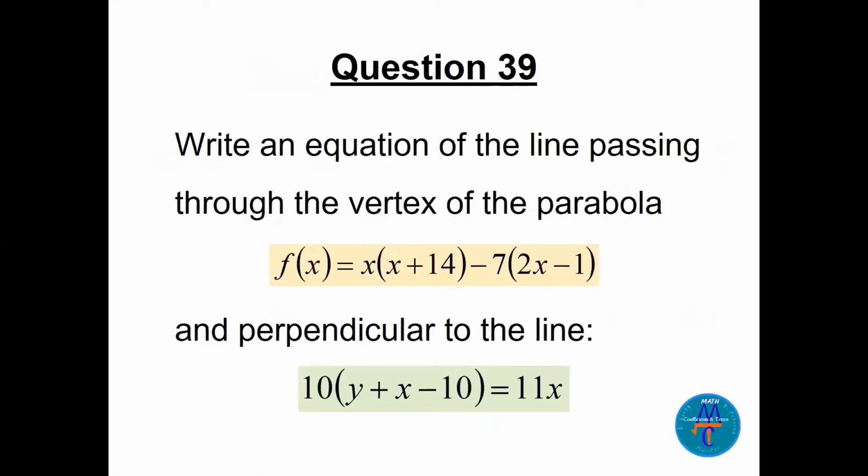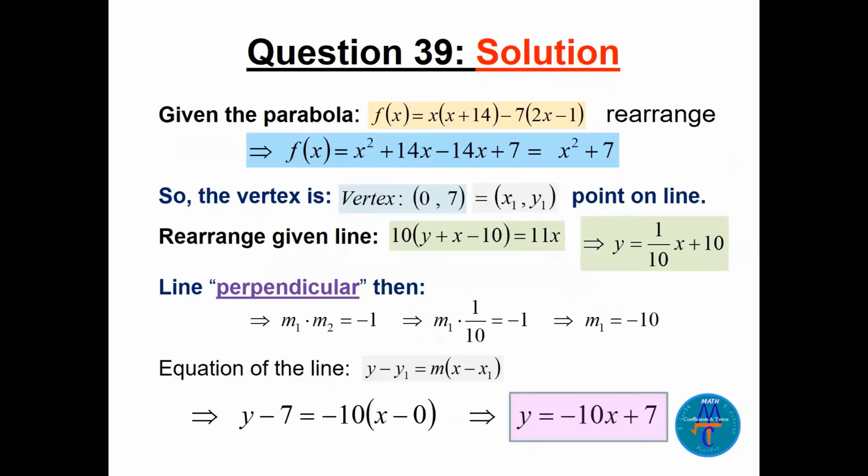Write an equation of the line passing through the vertex of the parabola f(x) = x(x + 14) - 7(2x - 1), and perpendicular to the line 10(y + x - 10) = 11x. So what do we have to do here? We have to rearrange the parabola.